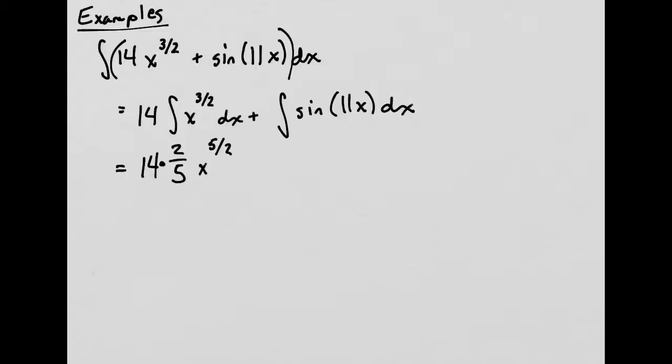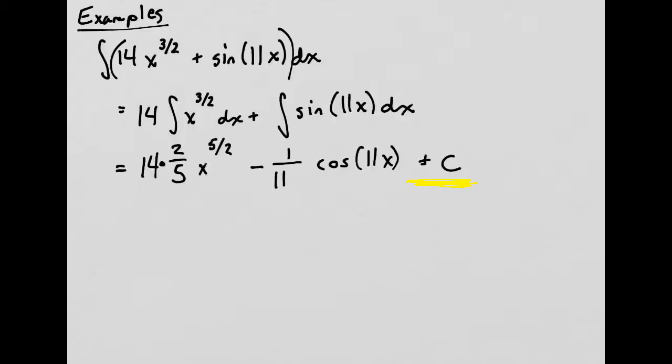So plus, which actually will turn into a minus because the antiderivative of sine of 11x is negative 1 over 11 cosine of 11x. Oh, nope, sorry. I should not have written that dx. I was just not thinking. But instead, plus c. Don't forget the plus c.